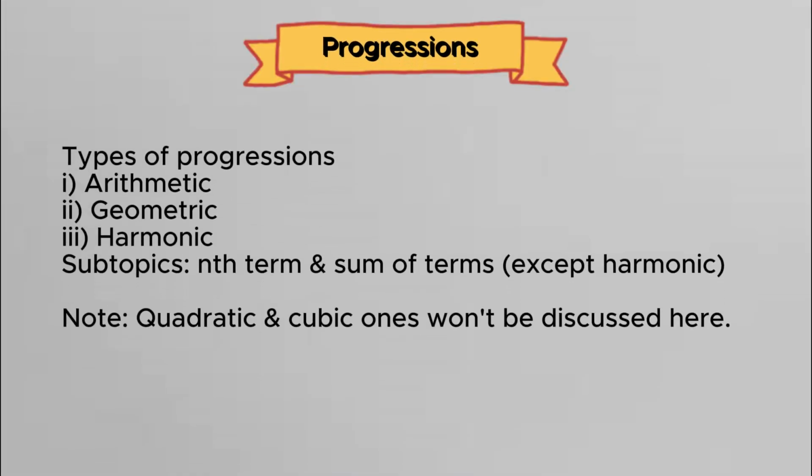Greetings. Today we are going to talk about progressions, and we're going to explore these three: arithmetic, geometric, and harmonic. And for each of these progressions, we're going to discuss the nth term and sum of terms. As for the sum of terms, we won't discuss it for harmonic. And as for each of those progressions, quadratic and cubic ones won't be discussed, since for arithmetic we focus on the linear types only.